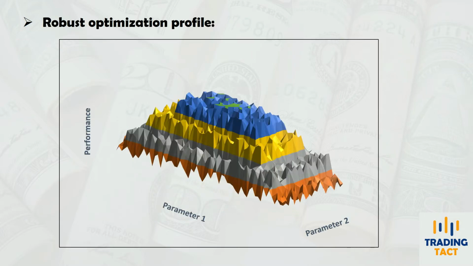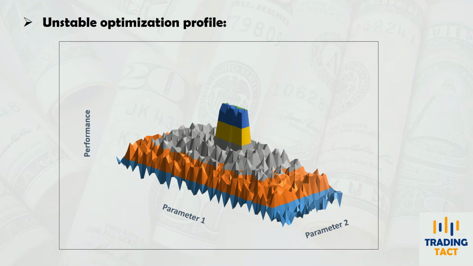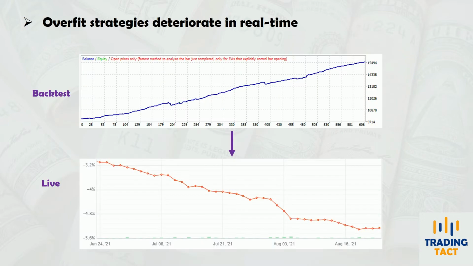Ideally, you want to see an optimization profile with a high plateau, indicating stable performance across a wide range of parameters. Conversely, an overfit strategy will only be profitable in a narrow parameter range. Overfit strategies are constrained to random noise, which has no predictive value. Your historical backtests will be overly optimistic in this case.